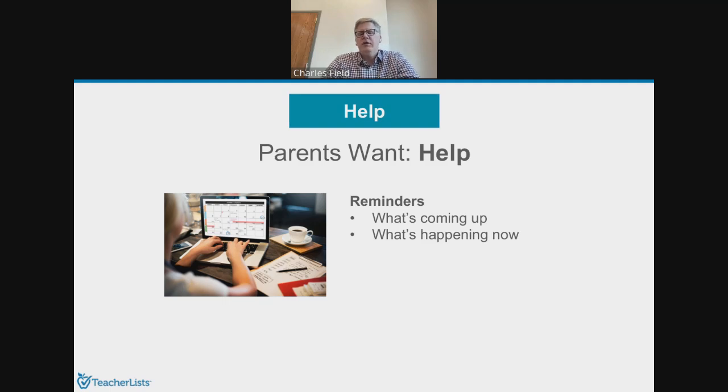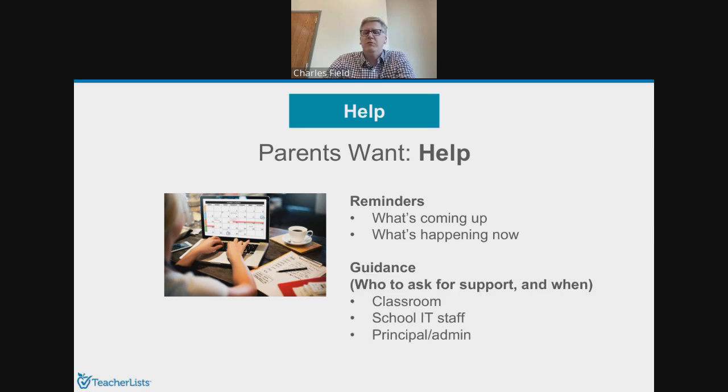And there's also this concept of help. Parents want to know what's coming up next and what's happening now. Many parents are not looking out weeks upon weeks, although it's good to learn what may be coming down the pipeline. But the immediacy of information on what do I have this week, what do I have tomorrow, what do I have in the next hour is very crucial as we think about all the demands on the time of parents.